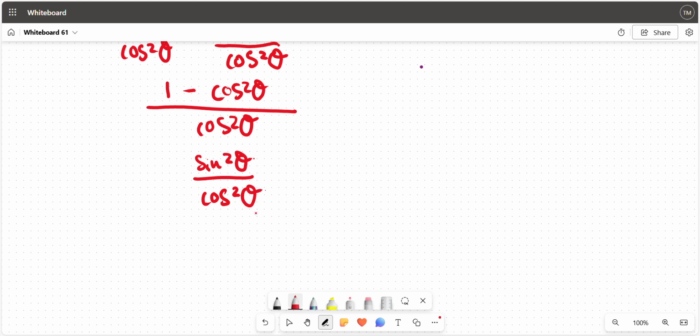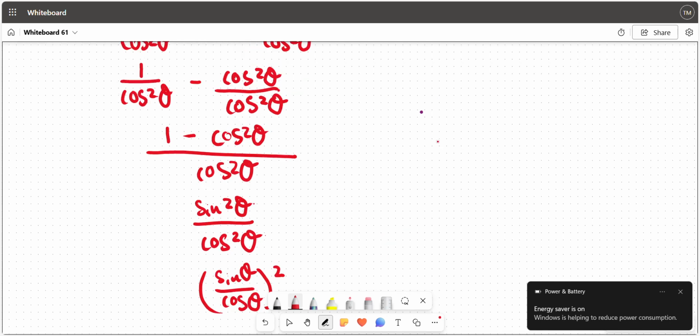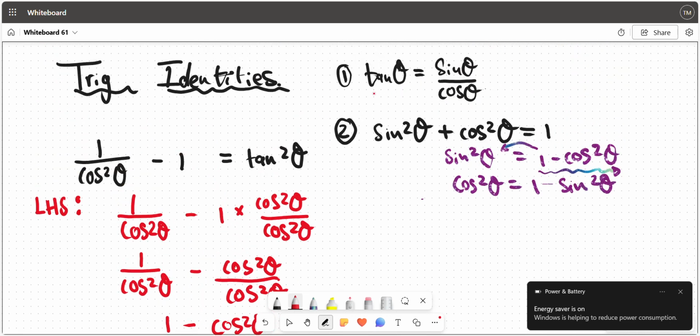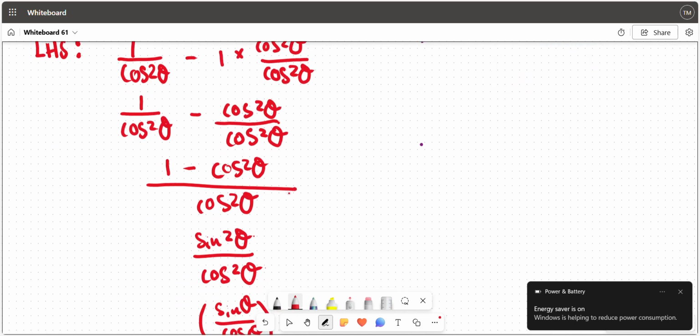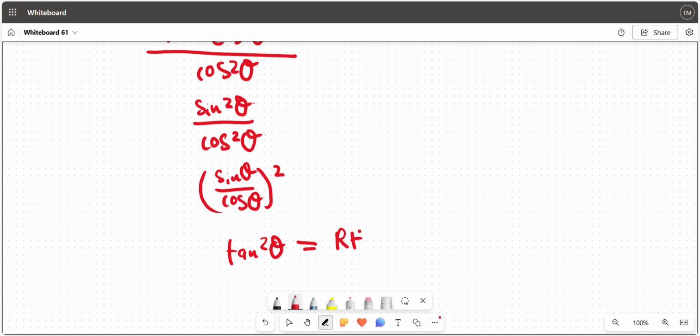So now that I have it like that, I remember that this guy is just sine theta divided by cos theta all squared like that. And then I substitute the first identity that I know, which is this guy here. That fraction is just equal to tan. So this is essentially tan squared theta, and this is equal to the right hand side. And there we go. We've proven this identity. So proven or proved. And there we go.